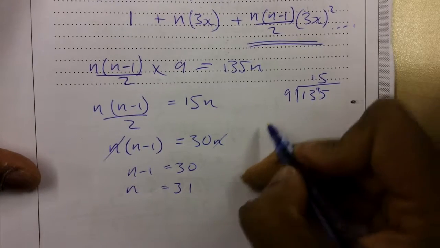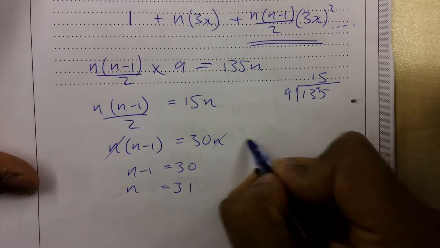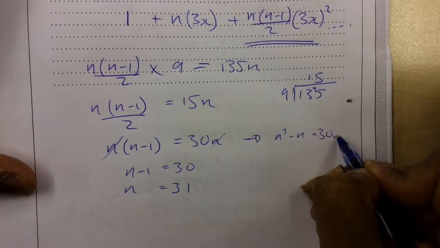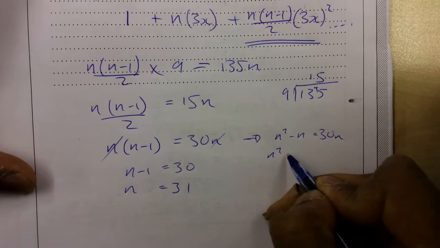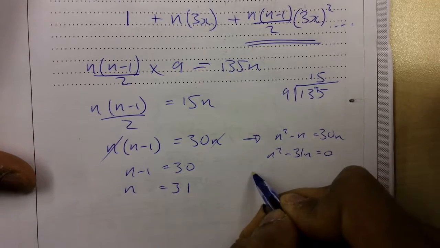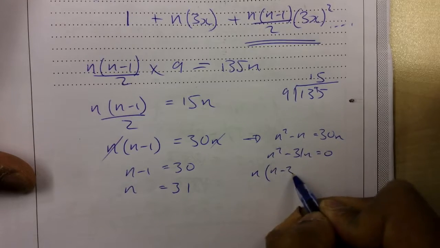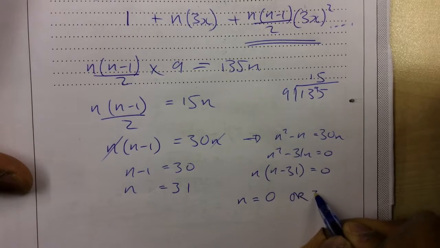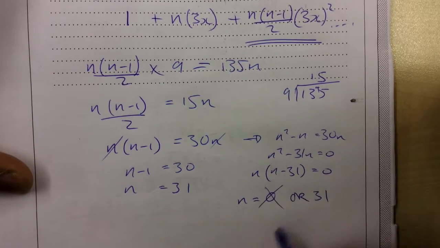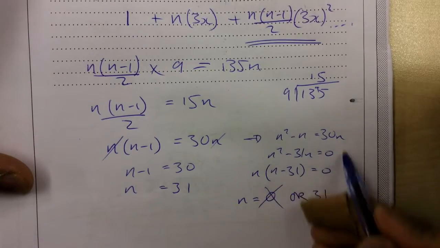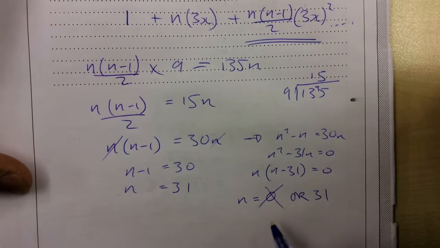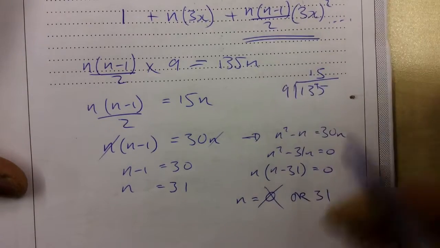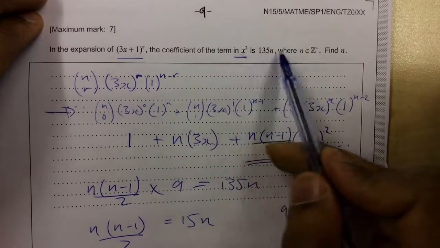If I wanted to be a little bit more formal with this, from this line I could write n squared minus n equals 30n. n squared minus 31n equals 0. n bracketed (n minus 31) is equal to 0. Therefore n could be equal to 0 or 31, and n cannot be equal to 0, so we can put a cross through it. And using this quadratic approach means you do not lose any potential solutions. I think that is about it. We found n is a positive real number. Perfect.